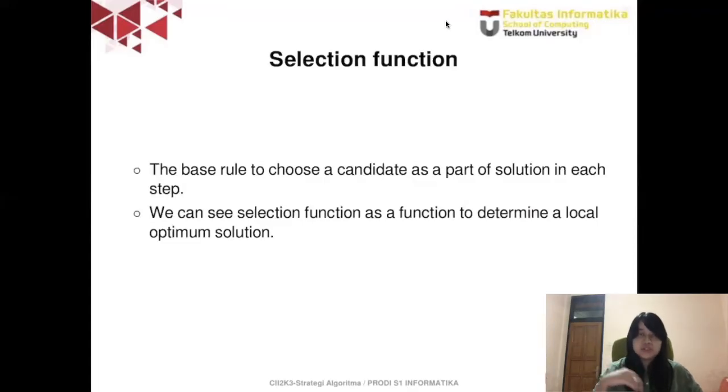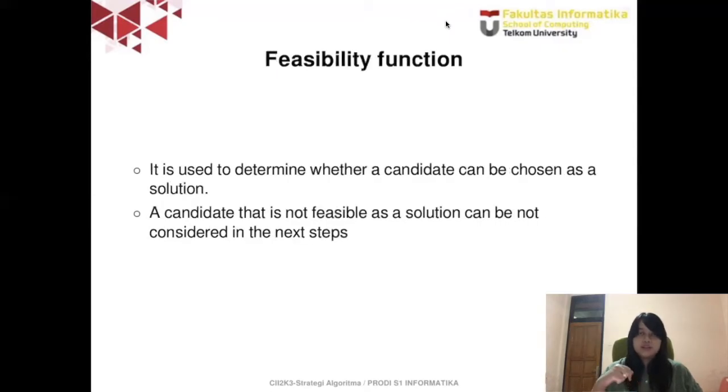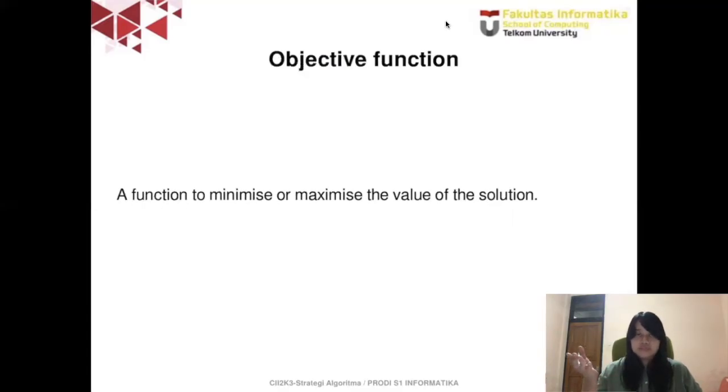Next is selection function. This is the best rule to choose a candidate as a part of the solution in each step. We can see this function as a function to determine a local optimum solution. So what can we do to find a local optimum? Next one, feasibility function. It is used to determine whether a candidate can be chosen as a solution. We already select a candidate based on the selection function, but we may have a constraint such that the candidate is not a feasible solution. So a candidate that is not feasible as a solution at this step will not be considered in the next steps. And the last one is objective function. This is a function to minimize or maximize the value of the solution. So what do we want from the search?